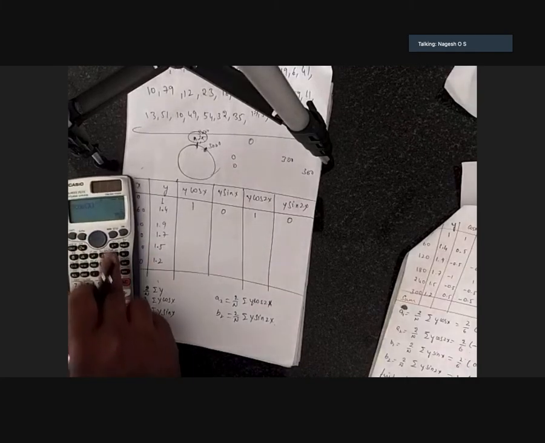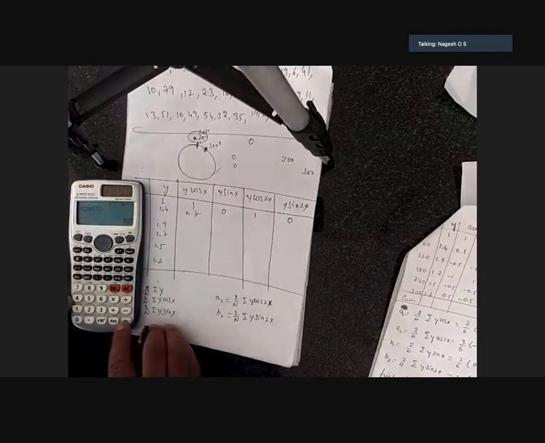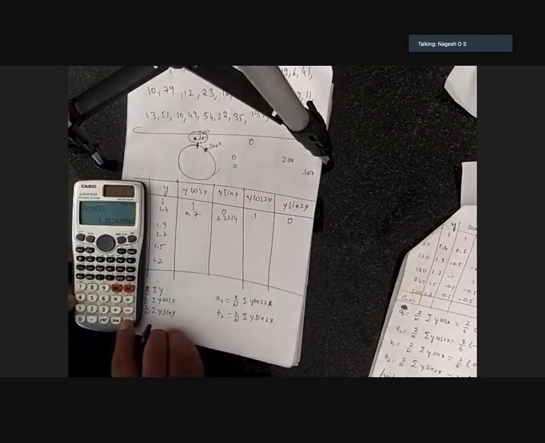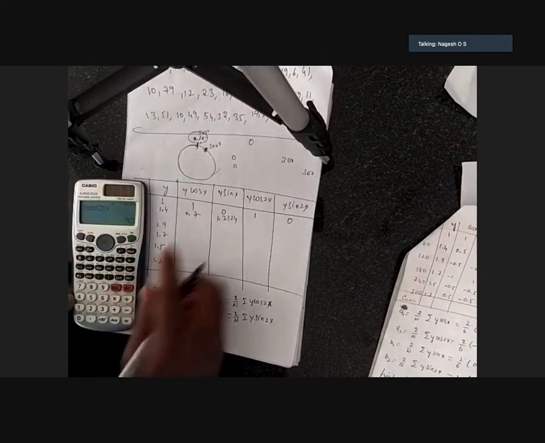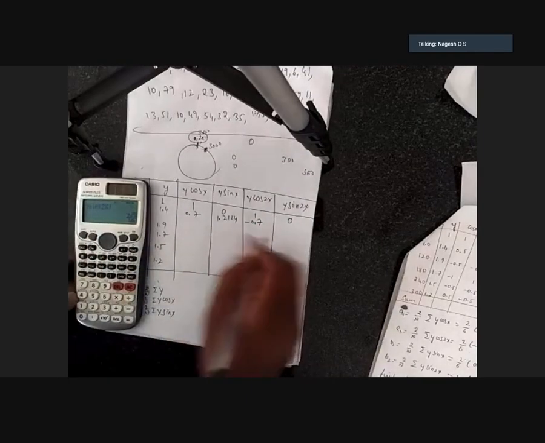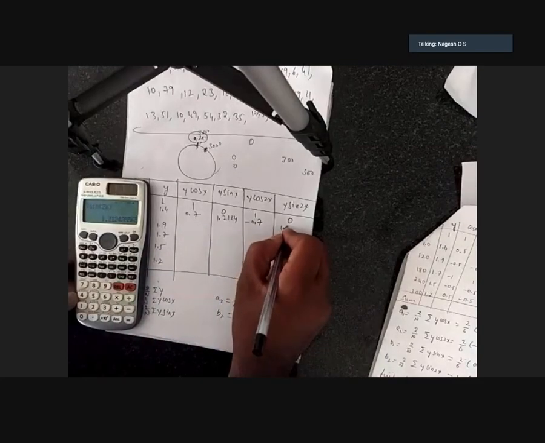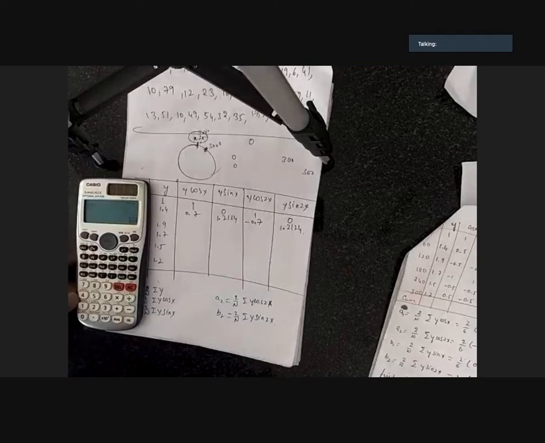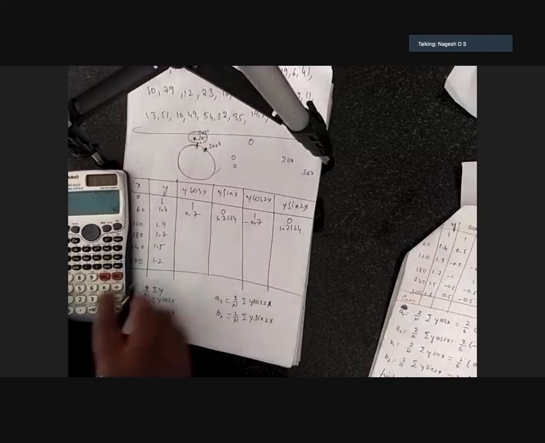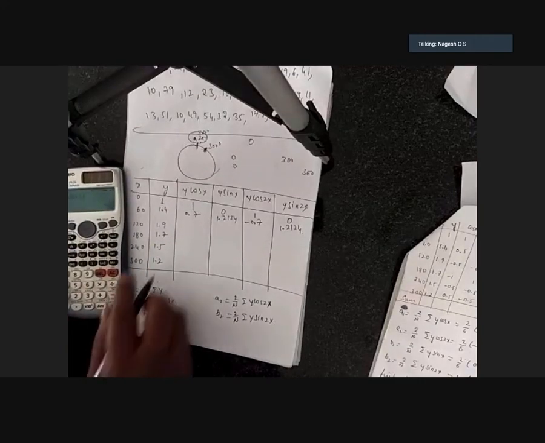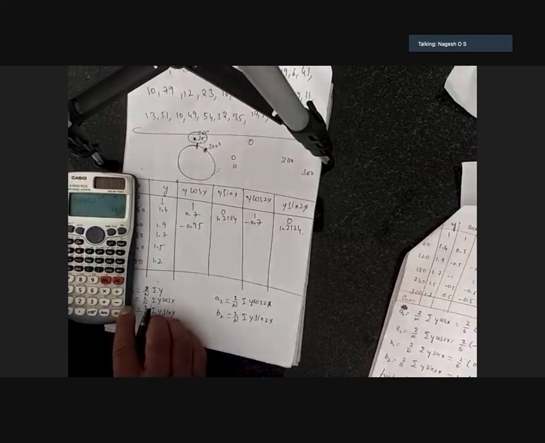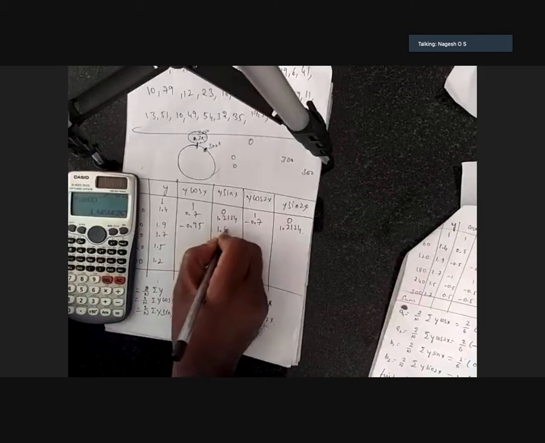Y cos x, it will be 0.7. Y sin x, that is 1.2124. Y cos 2x minus 0.7. Then y sin 2x 1.2124. Again it will ask y value, give 1.9. It asks x value, give 120. Y cos x minus 0.95. Like this, list out all the values.